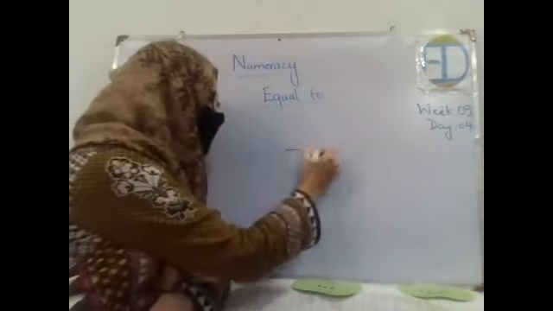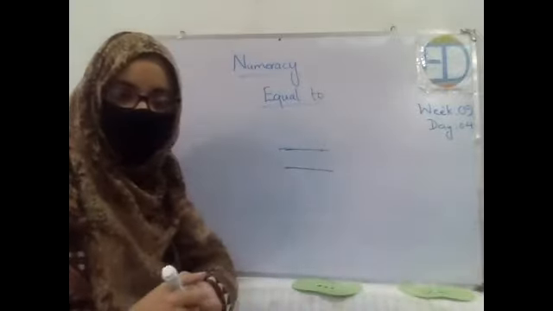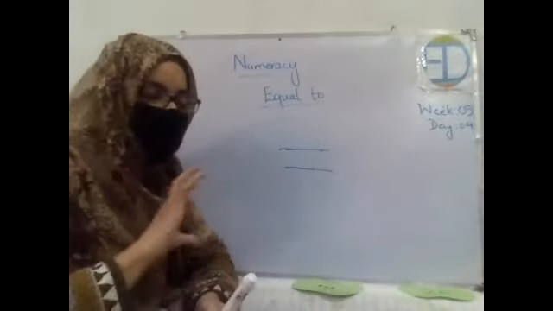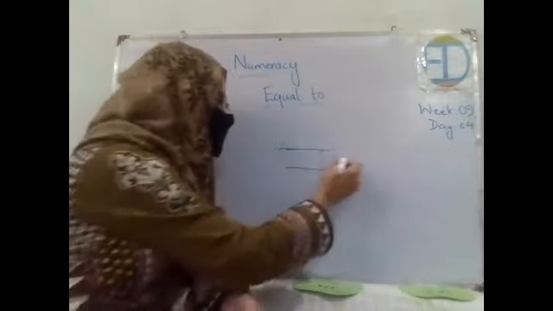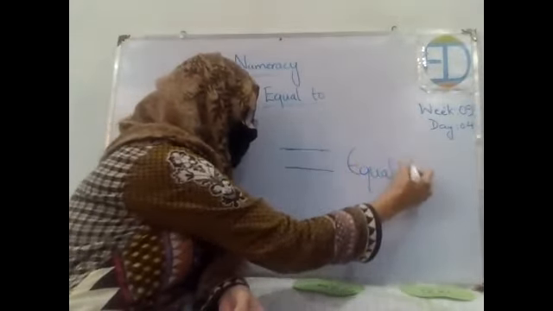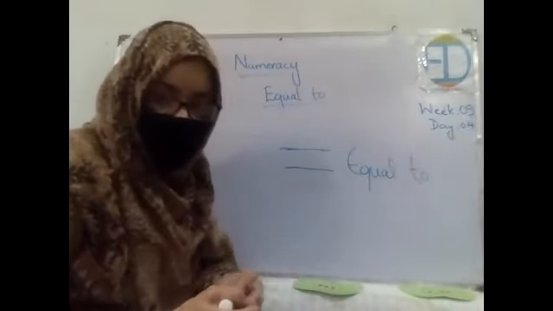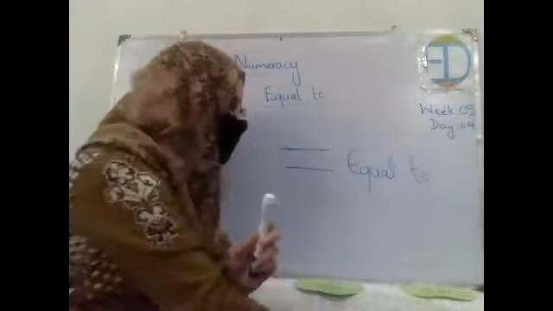How many of you can identify this sign? What is this? The two lines. This is the equals to sign. Great. Very good. This sign means equals to, right? Okay. Now, you know what?